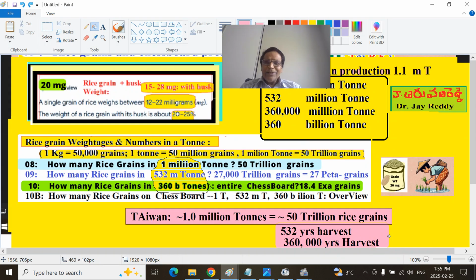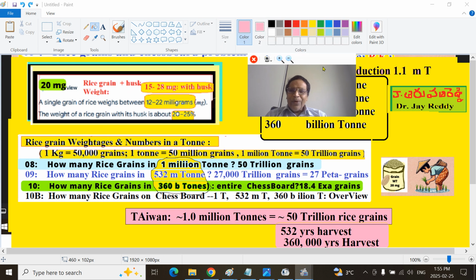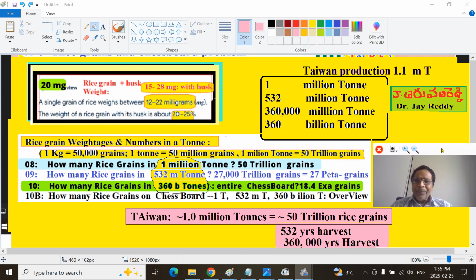That's what we are talking about today. Why I have made this into 3 or 4 series in this subtopic is 1 million tons here, 532 million tons here, 360,000 million tons here. There is a reason.